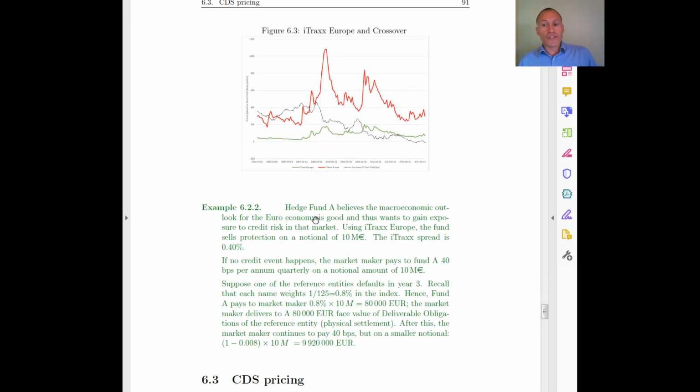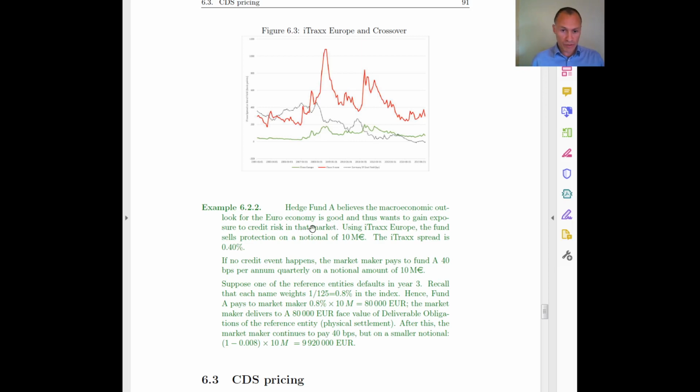Furthermore, you can also use this for getting exposure to the overall market in a very simple way. That's what this example here shows. So suppose that you are a hedge fund and you believe that the macroeconomic outlook for the euro economy is good. If it is good, you think that there will not be many defaults, right? If the economy is doing well, firms are doing well, no defaults. So you want to gain exposure to credit risk in that market.